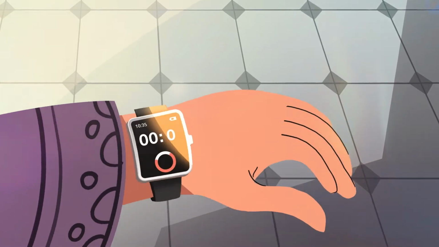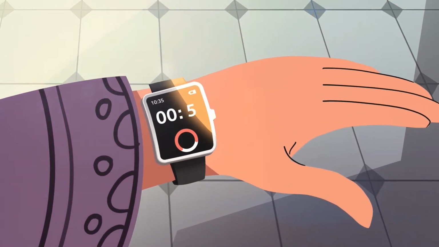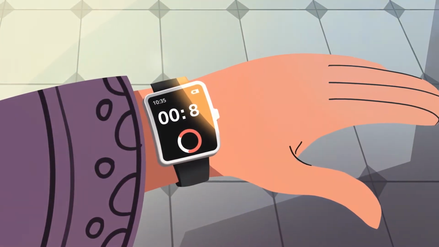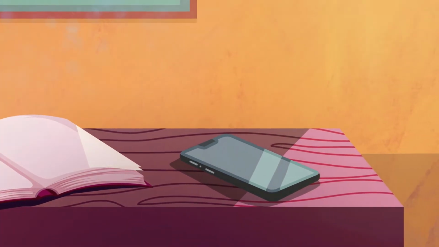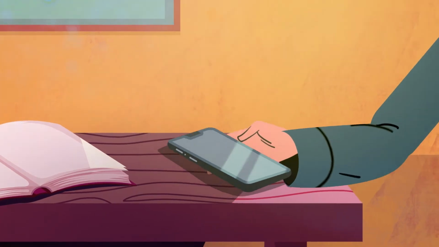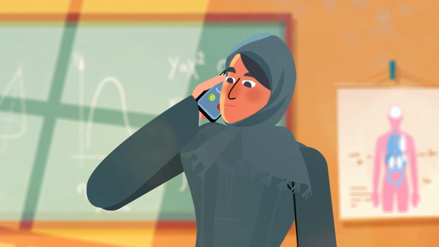So, if there is no breath at all, or just irregular breath after 10 seconds, start cardiopulmonary resuscitation immediately. And do not forget to call or ask someone to call for an ambulance in the area. That is by calling the local number for emergency medical services.